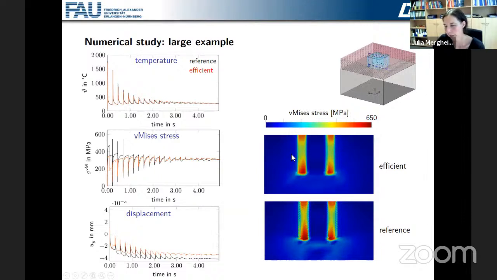We see that the overall distribution of the stresses, the maximum values, and the place where the maximum value appears are quite equal. However, we lose some of the details here. In particular, if we look here at the boundary, the stress distribution is slightly different.